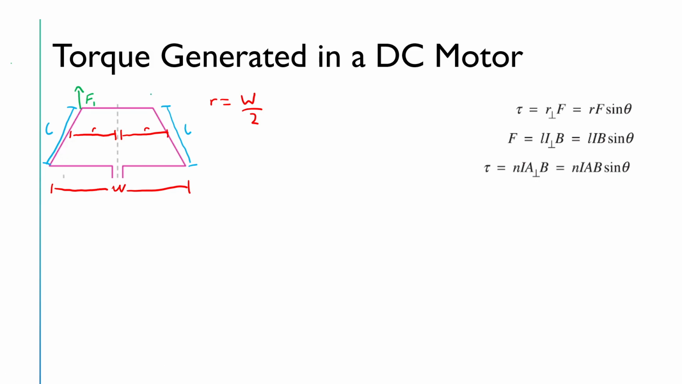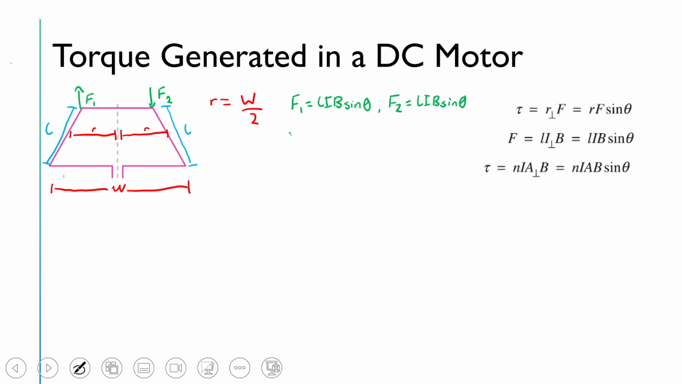We also have a second force, which is equal in magnitude but opposite in direction, and that's for the second wire, which is also perpendicular to the magnetic field. Now what that means is that force 1 is equal to LIB sine theta, and force 2 is also equal in magnitude to LIB sine theta as well.